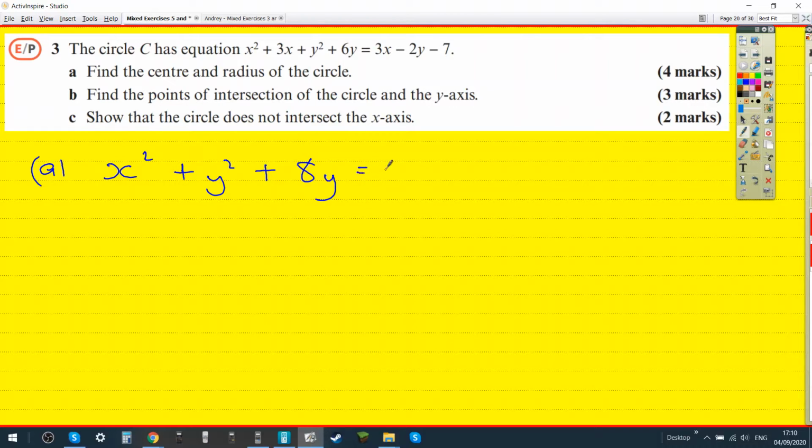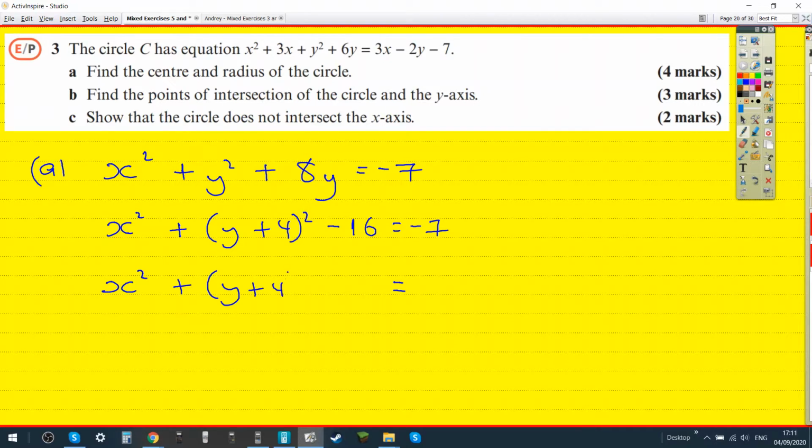And then I need to do then, so x on its own in a bracket squared. Yeah, just x squared. And then plus y plus 4 in a bracket squared. And then that would be minus 16. But do I take it to the other side and make it 16? So yeah, it will be x squared plus y plus 4 squared equals to 9. And then the center is 0, minus 4. And the radius is 3. I believe so. How would you do B?